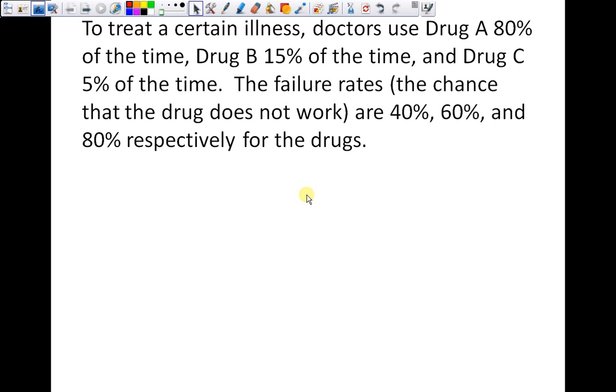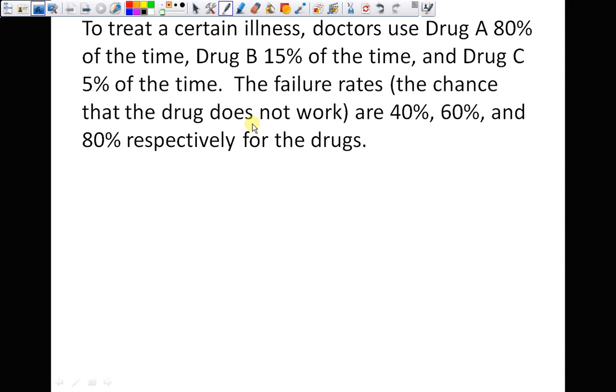So we're going to illustrate using a tree diagram to come up with some probability numbers. So our scenario: to treat a certain illness, doctors use drug A 80% of the time, drug B 15% of the time, and drug C 5% of the time. The failure rates, which is the chance that the drug does not work, are 40%, 60%, and 80% respectively for the drugs. So what we're going to do is come up with a tree diagram here.